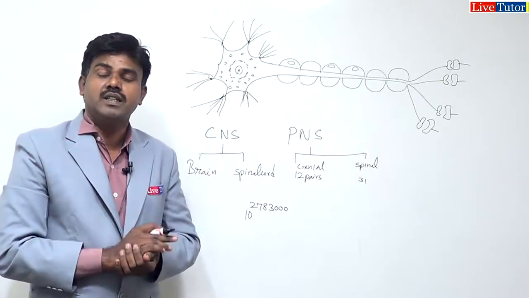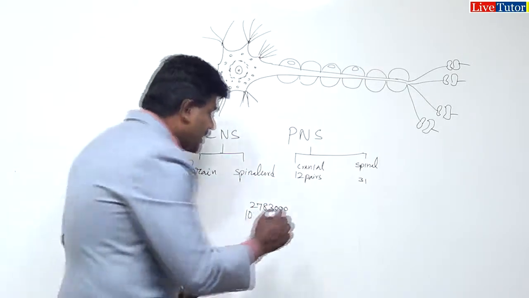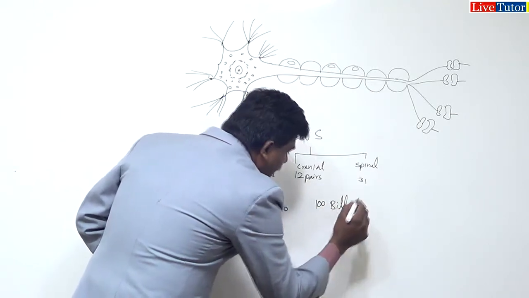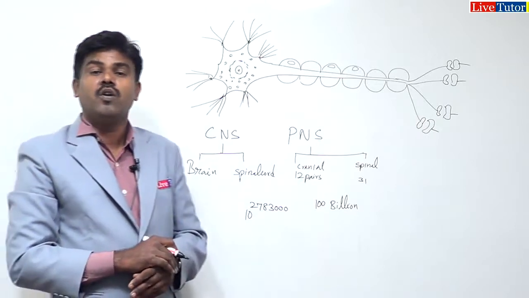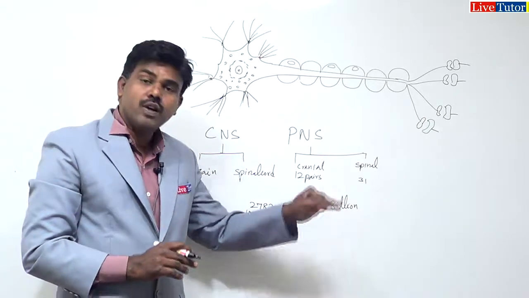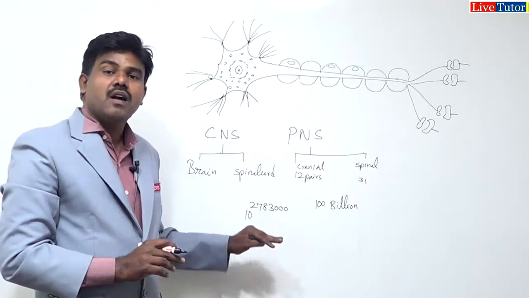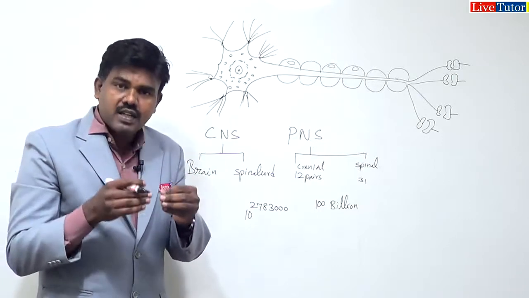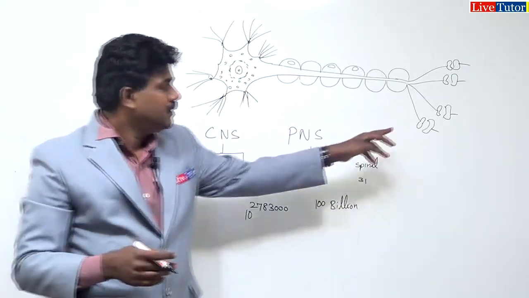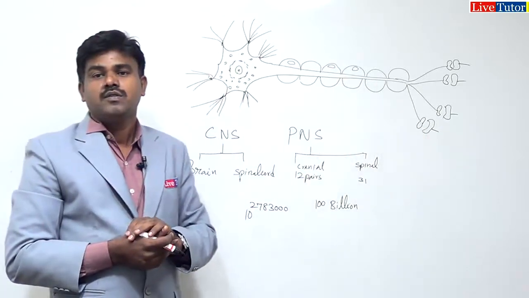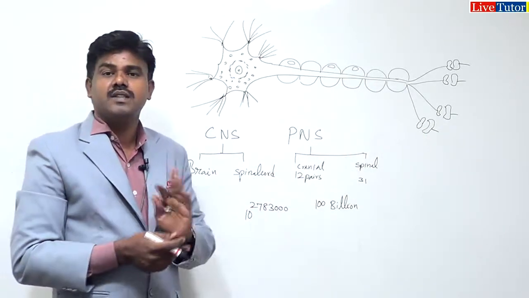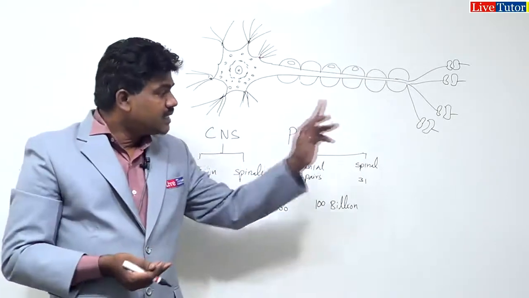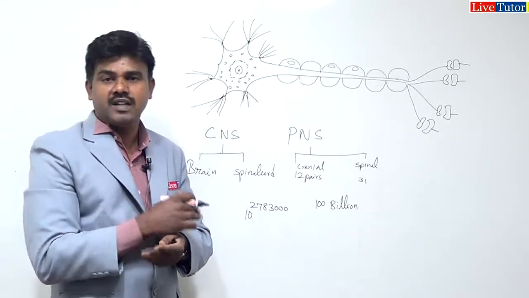How many neurons are in our nervous system? That is 100 billion. 100 billion neurons are found in our body. Out of the 100 billion, our cerebral cortex has only 10% of the neurons. One neuron is connected to another neuron by means of the junction called a synapse. So the number of synapses, 10 to the power of 2783000, is found in the cerebral cortex. These synapses act like a junction.